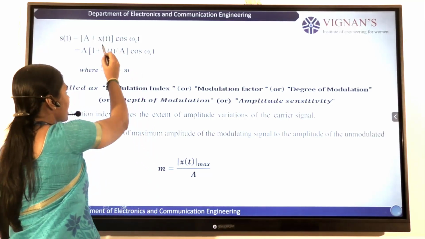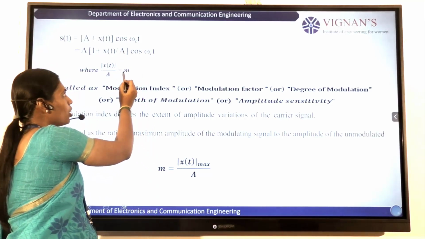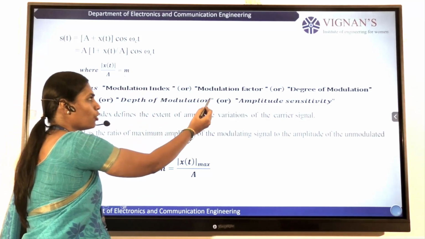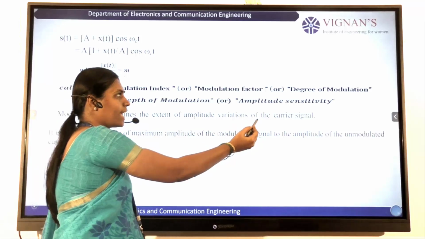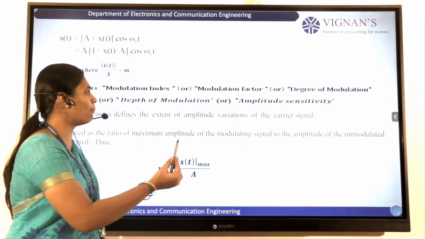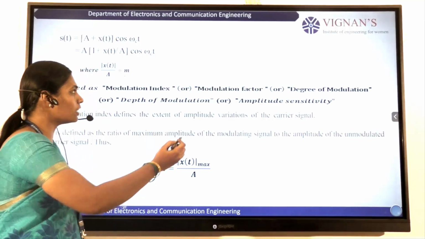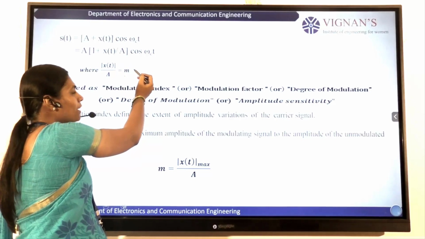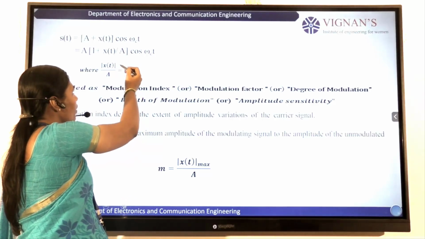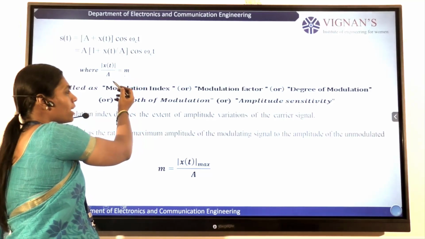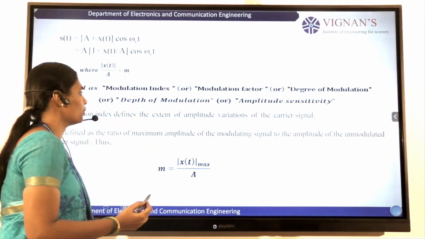Here x(t)/A can be called m, where m is called the modulation index or modulation factor. Otherwise it can be called degree of modulation, depth of modulation or amplitude sensitivity. These are all the different names we can give for the term m. Here m can be calculated as the modulus of x(t), that is the maximum amplitude of x(t), divided by the carrier signal amplitude.